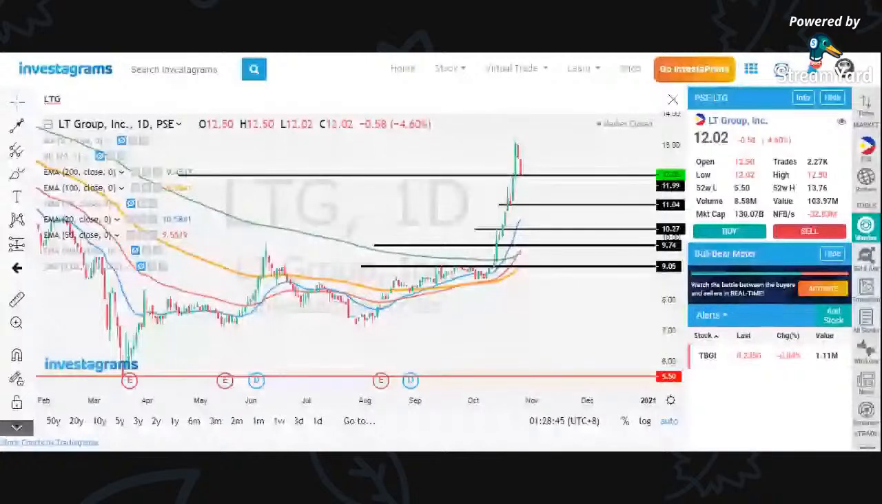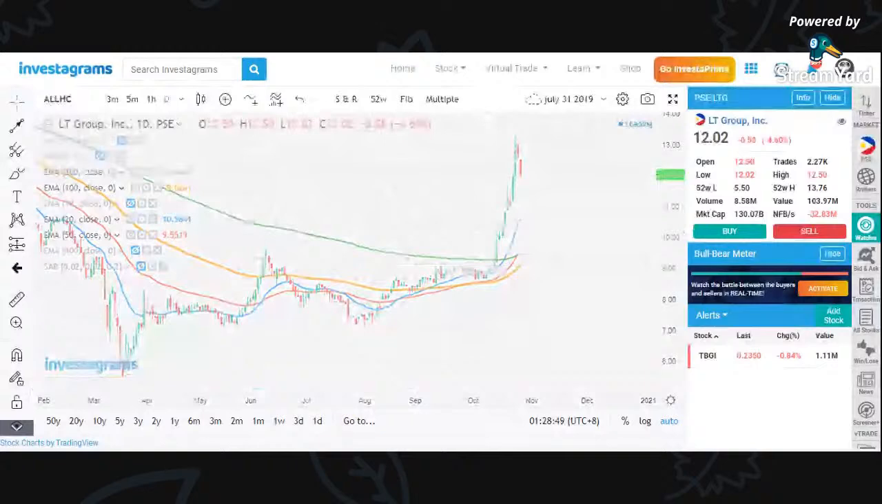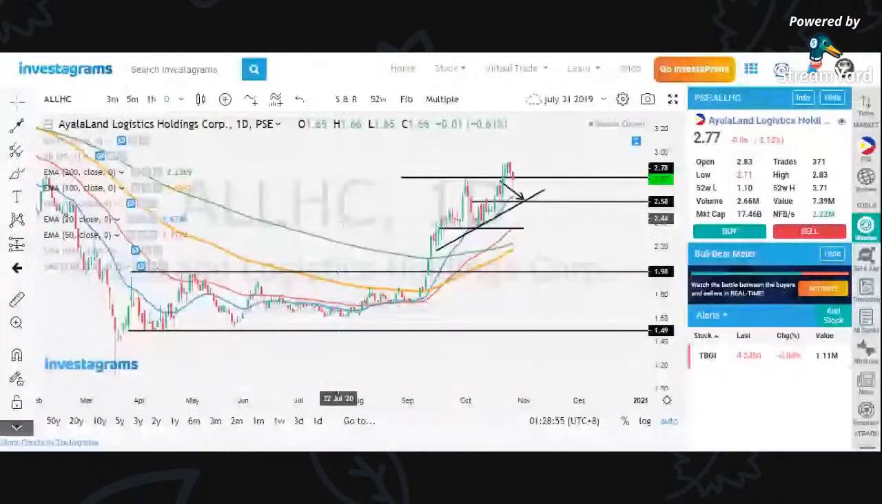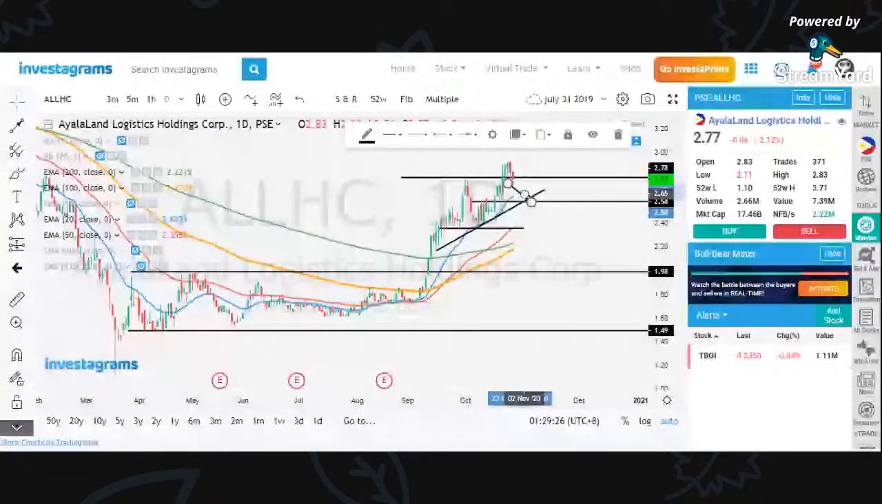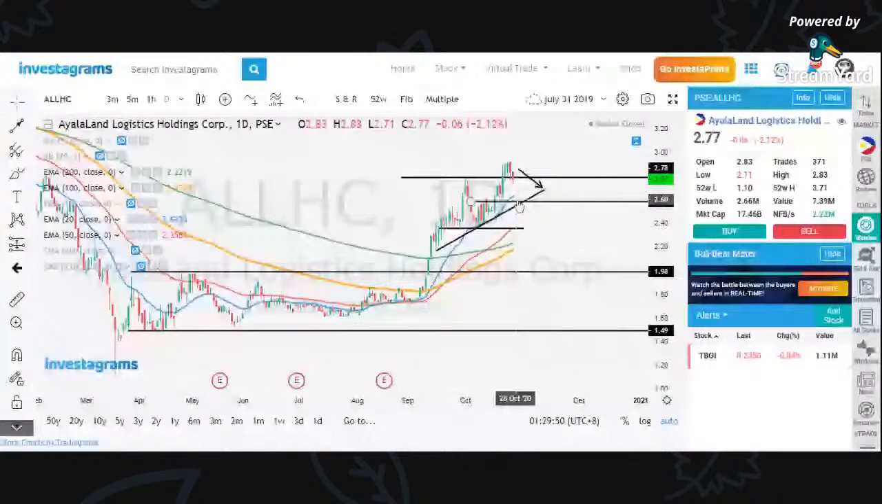The last one is ALLHC. So last time, as we discussed this ALLHC, there's a possibility na babalik siya dito sa may incline support. So ngayon, nag-break lang siya ng 3 days, and then now babalik naman siya dito sa may loob ng resistance, below resistance, no? So we'll see kung mag-bounce siya ulit dito, babalik siya dito sa may area na ito. Okay? Tingnan natin kung bumalik si ALLHC dyan. This incline support. So kailangan hindi niya ma-break yung incline support na yan. So we will see. So bumaba si ALLHC ngayon ng 2.77, 2.12%.